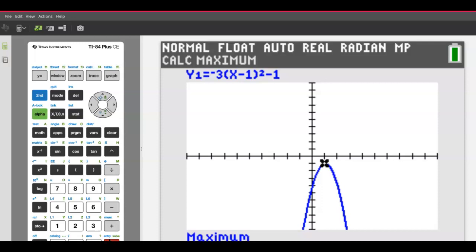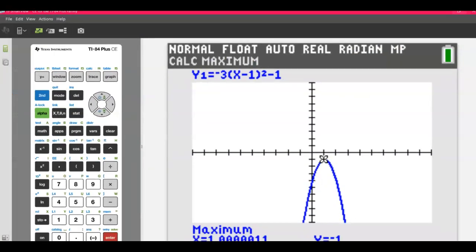And now it'll tell you that your maximum is actually at 1 and negative 1. You can go ahead and see that if I just make this a little smaller. There we go. So 1 and negative 1 down there is your maximum point, or the vertex, of this particular quadratic equation. So you can use your calculator to find that if you need to.